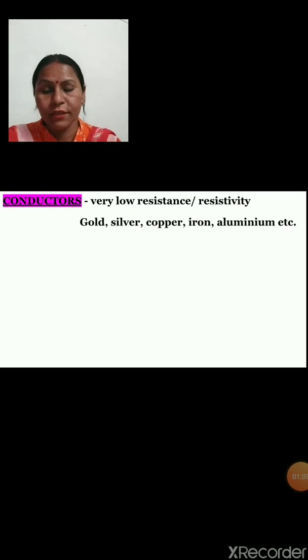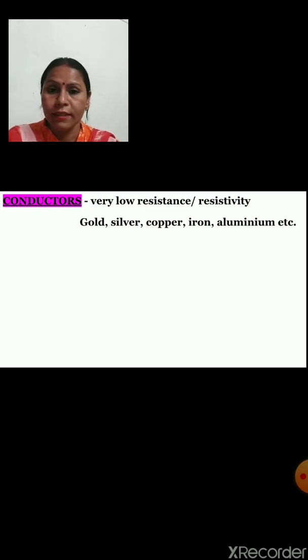Now children, in the presentation part 1, you all have learnt about the definition of conductors and insulators. But in this presentation part 2, as you all are familiar with resistance and resistivity, I am giving you the new definition of conductors and insulators. Conductors are the substances which have very low resistance or very low resistivity. Examples of conductors are gold, silver, copper, iron, aluminium, etc.